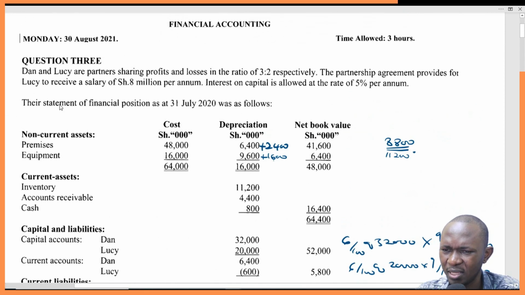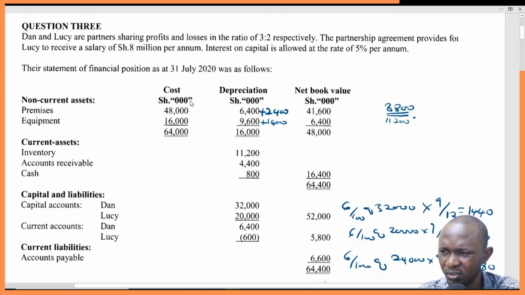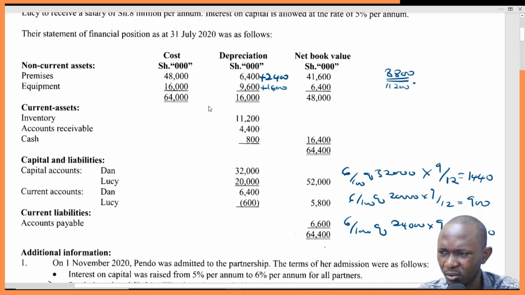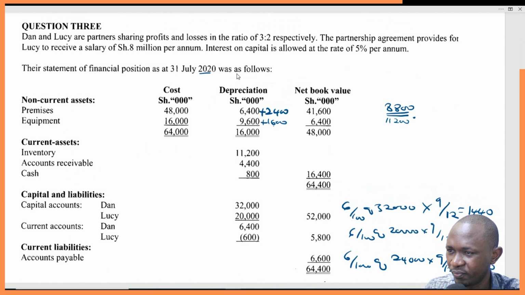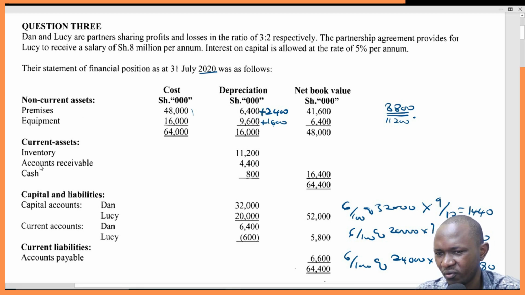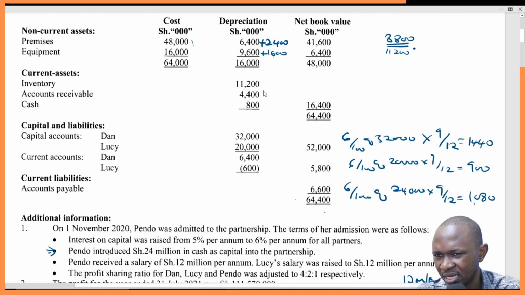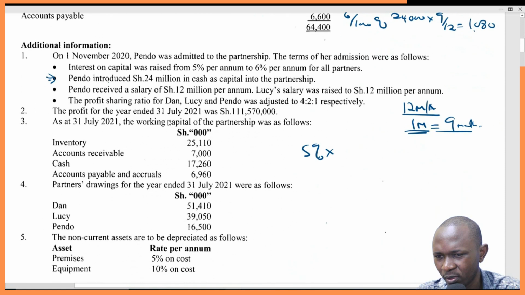This was the statement of financial position as at 1st July 2020. So we need not get the inventory here, because this is for the year 2020. As for non-current assets, this cost remains the cost, and this is what had accumulated. We've just added the depreciation for this year. But for current assets, let's get these figures from here.